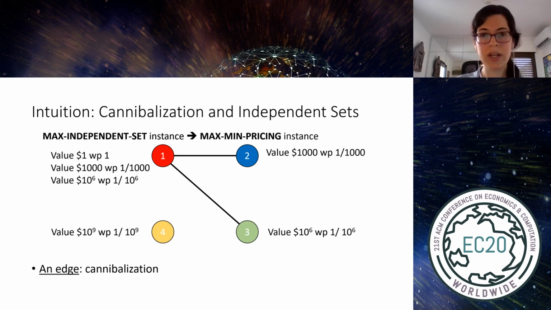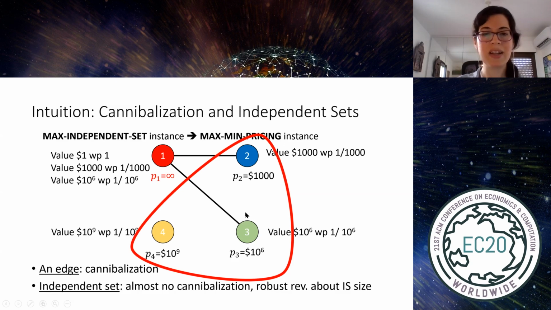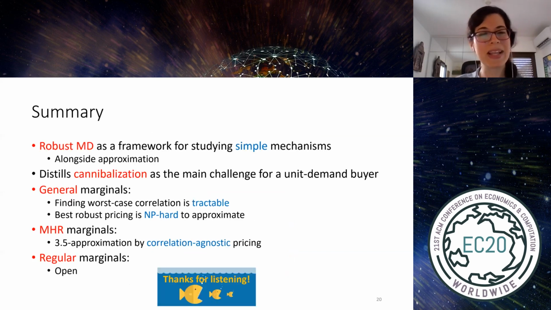So what I need to do in order to get a robust revenue guarantee is to find an independent set and price the items within it as before, and price the items outside it, kind of take them off the market. And this is why, in order to avoid cannibalization and get a robust revenue guarantee, I need to identify a maximum independent set in the graph. In this case, that would be robust revenue of roughly 3. I'm hiding a lot of details. Please see our paper.